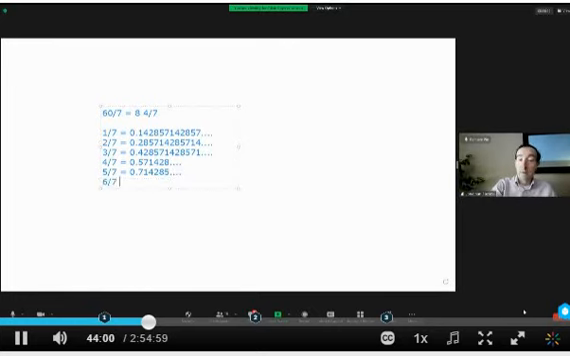Six sevenths is 8, 5, 7, 1, 4, 2. And of course, 7 sevenths is 1. Kind of an interesting feature of sevenths.